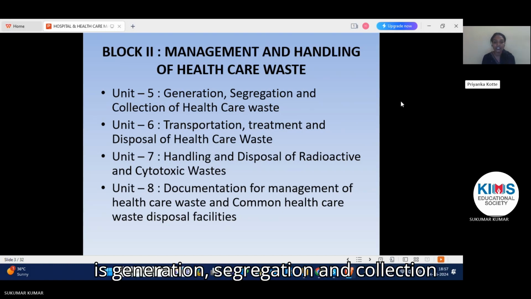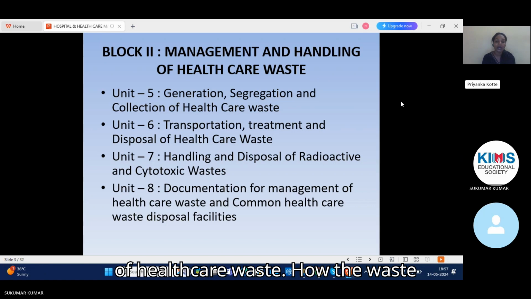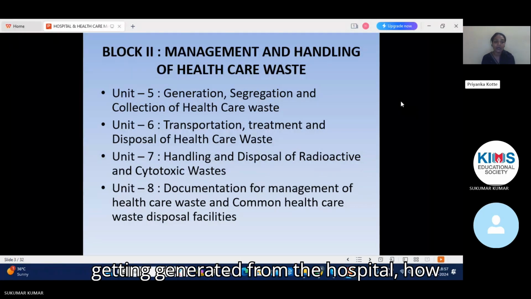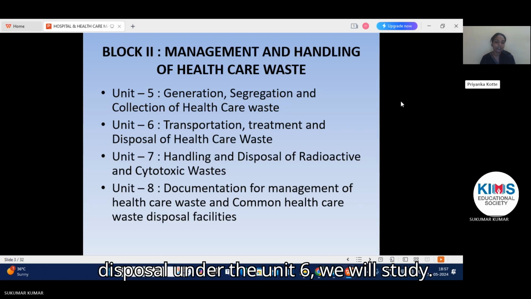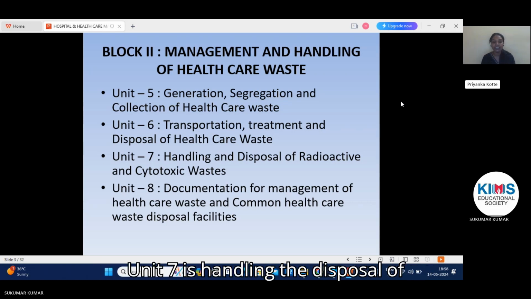Unit 5 is generation, segregation, and collection of healthcare waste. How the waste gets generated from the hospital, how we need to segregate them into categories, and how the collection has to be done by the waste handlers and the managers of the healthcare waste management category. Then transportation, treatment and disposal under unit 6 we will study. Unit 7 is handling and disposal of radioactive and cytotoxic waste. Unit 8, the last one, after everything is done.